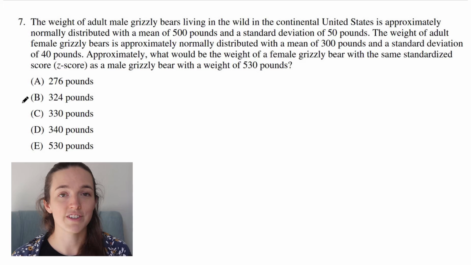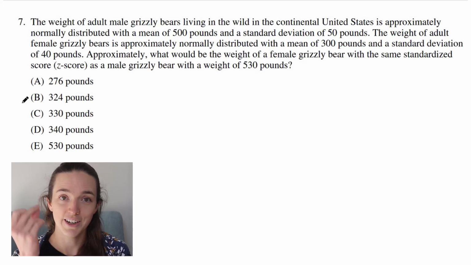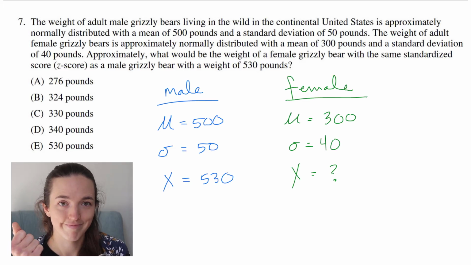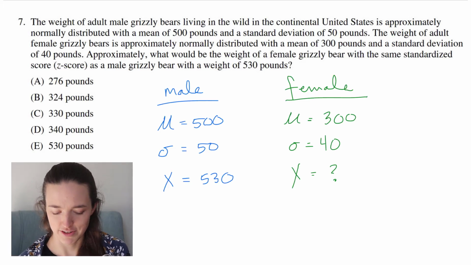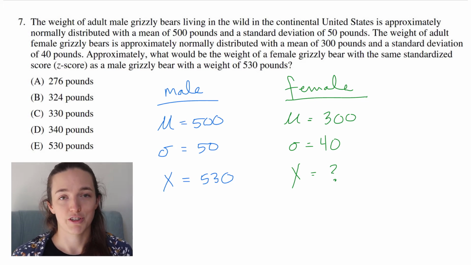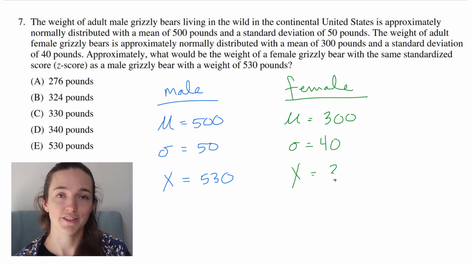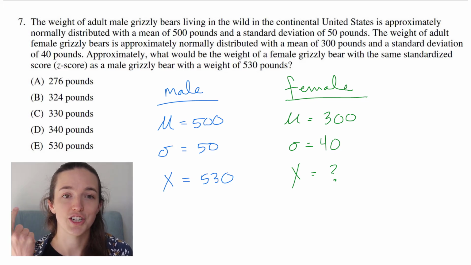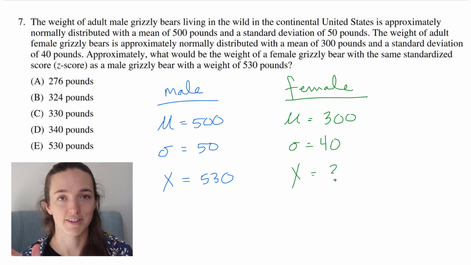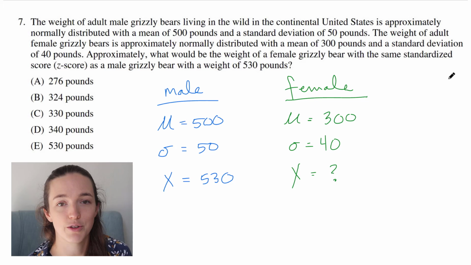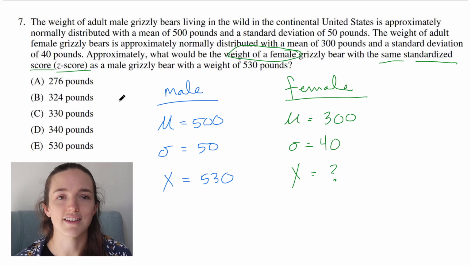So what I like to do first is put all the information written out in my two different populations. So let's do that now. The reason that I like writing everything out is it helps me see exactly what we're supposed to find. So for male grizzly bears, I have the mean, I have the standard deviation, and I have the weight of one particular grizzly bear. For females, I have the mean and standard deviation, but we're supposed to find the weight of the one female grizzly bear that has the same standardized score, or z-score, as the male grizzly bear.